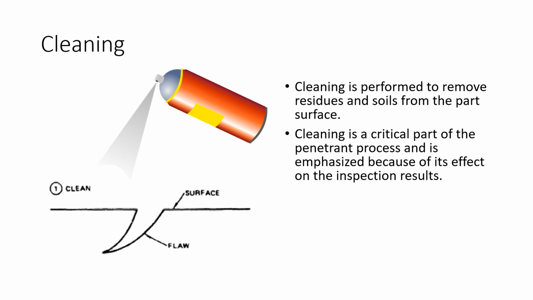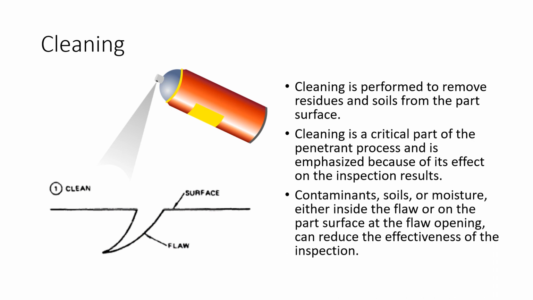Cleaning is super critical in this instance because if we don't get it cleaned, we could get false positives, or it could damage our results, give us bad results. So we really need to clean the part. That's super important. Like I said, contaminants, soils, moisture, either inside or outside the flaw on the surface, can really reduce the effectiveness of this inspection type.